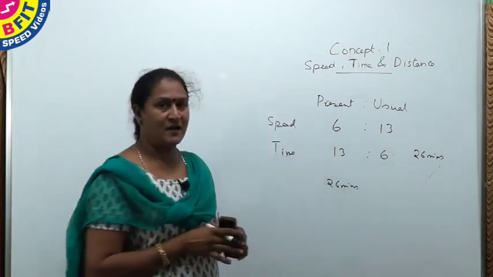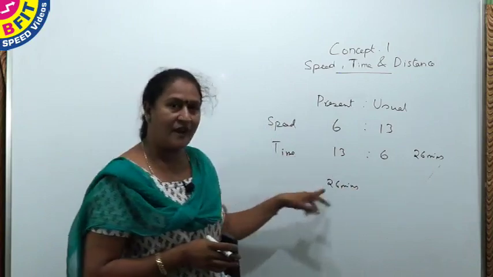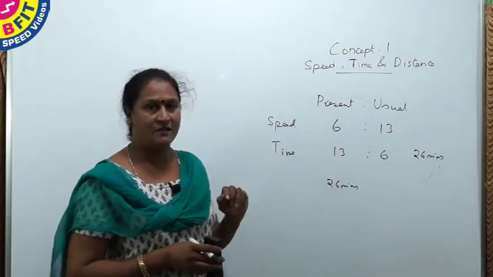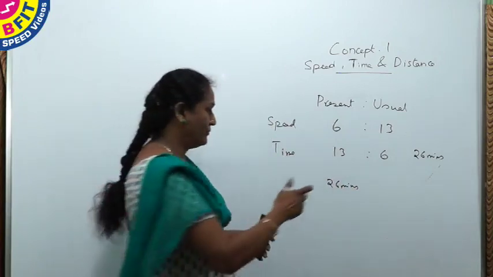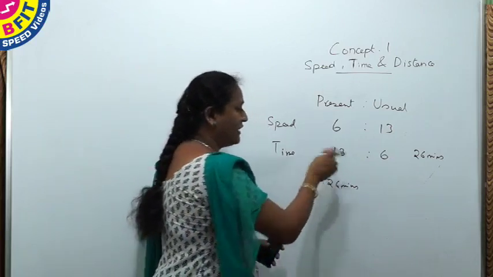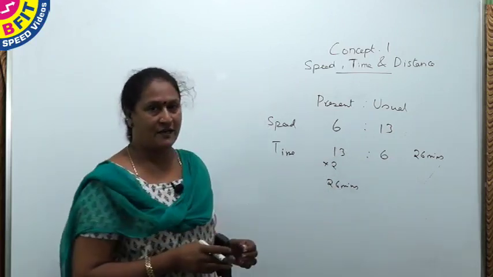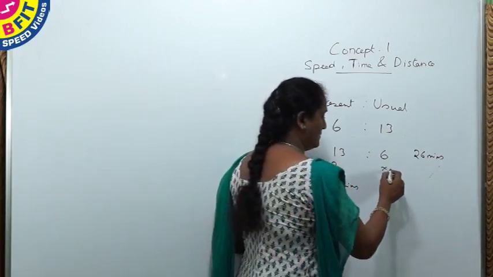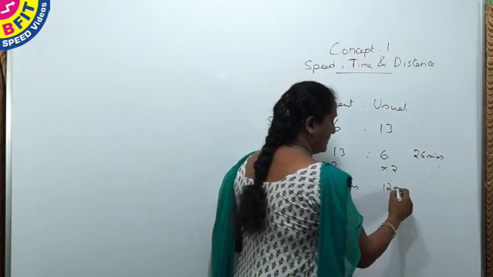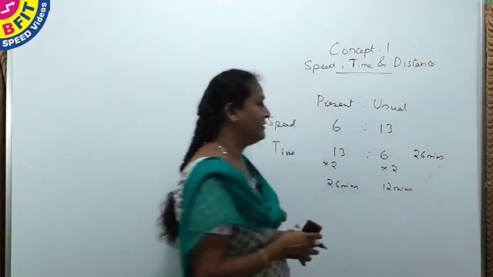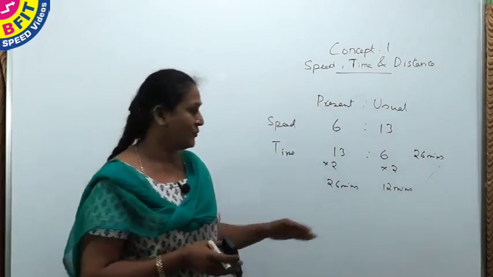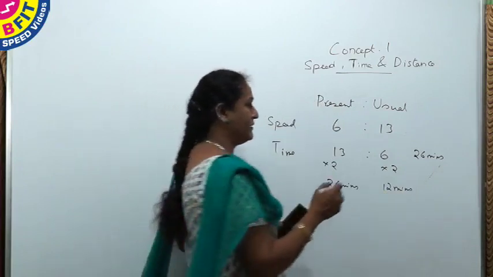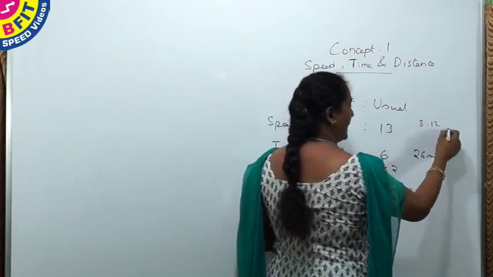So if 13 parts is 26 minutes, what is the factor we have multiplied to get 26? It is into 2. So we have multiplied by 2 to get this 26. The same factor is multiplied with 6. So you get 12 minutes. So the usual travel time should be 12 minutes. That is, the train should have reached at 8:12.